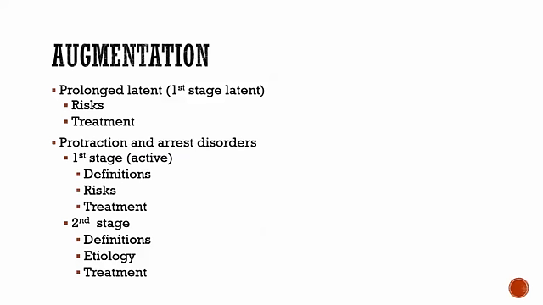So what about arrest? How would you define arrest? Okay, so arrest is when you have no cervical change in 4 hours in the presence of adequate contractions, or no cervical change in 6 hours when you don't have adequate contractions. I think this brings up the point of defining, so what is an adequate contraction?